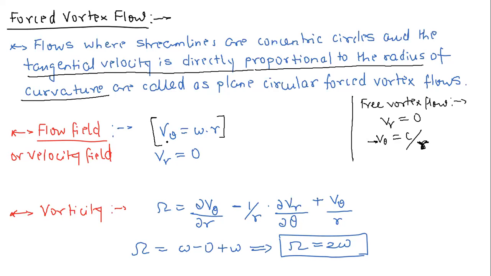So in a forced vortex flow, the tangential velocity is directly proportional to the radius, and it is given by simply r omega, nothing else. This is the key difference. Always remember that whenever somebody asks you the key difference between a free and forced vortex flow, in many books you will find that they simply define it this way: in a free vortex flow, the tangential velocity is inversely proportional to the radius, and in a forced vortex flow, the tangential velocity is directly proportional.